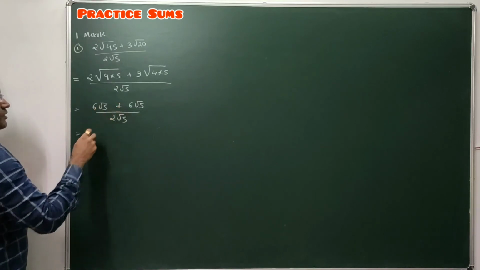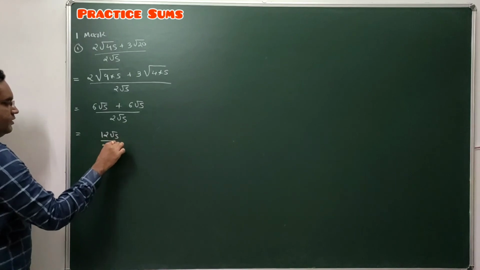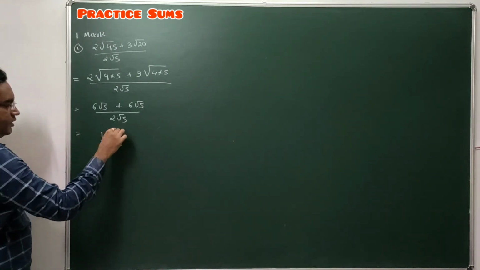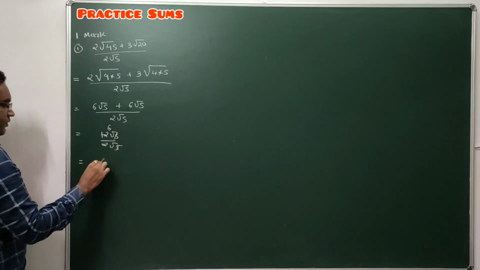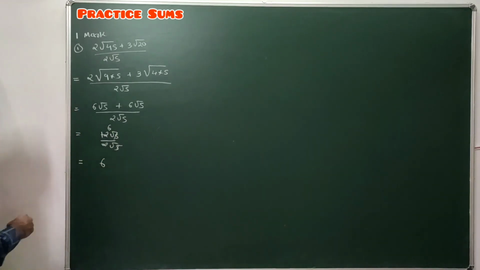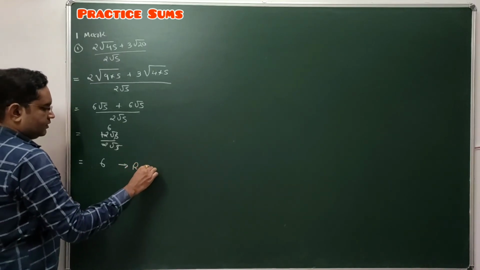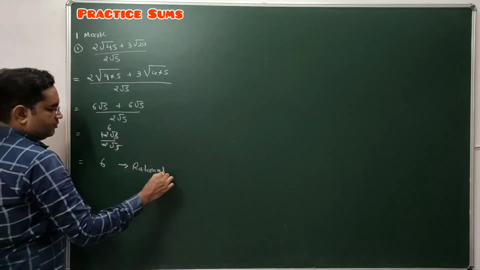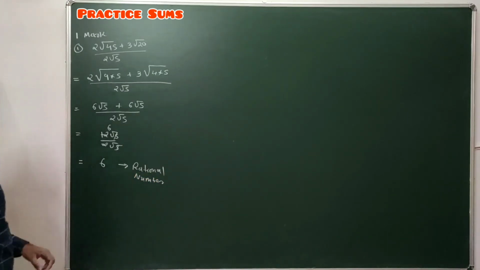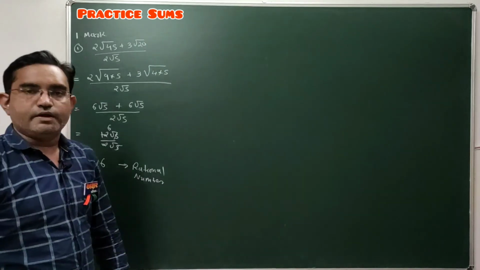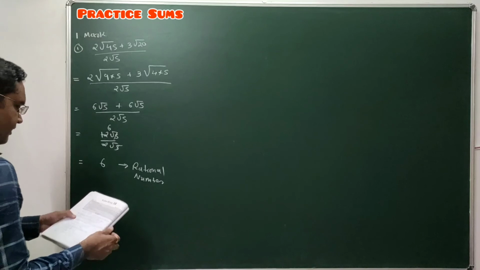So 6 root 5 plus 6 root 5 is 12 root 5, divided by 2 root 5. So this irrational number root 5 will be cut out. 2 6s are 12. So the simplification of this given number is 6. This 6 is nothing but a rational number. So we have to write the answer: the simplification of this given number will give us a rational number. Clear students? Our answer is rational number.